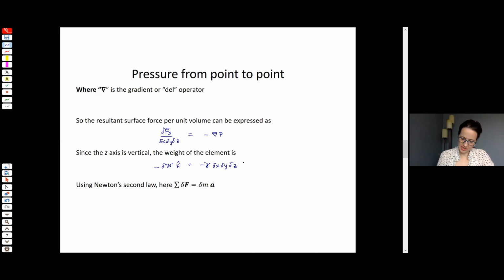And I can see that the annotator has taken a little while. I'm annotating, and then there's a few seconds lag between what I'm writing and when it shows up on Zoom. So it's the weight of the fluid element.